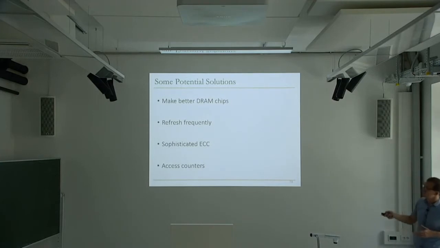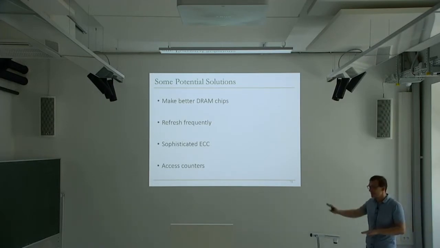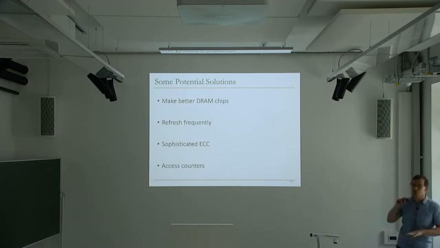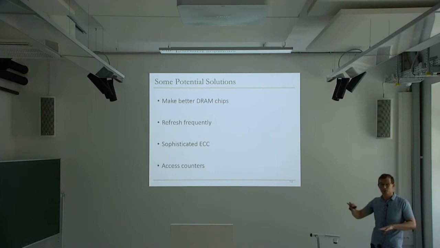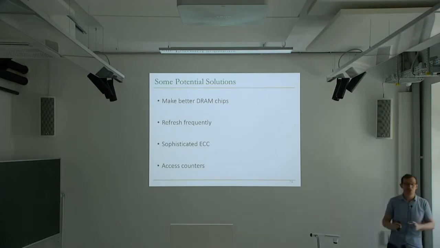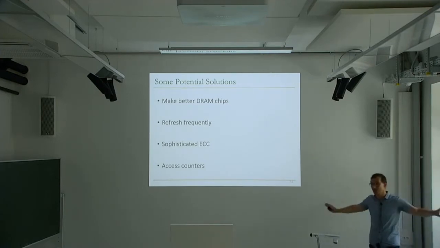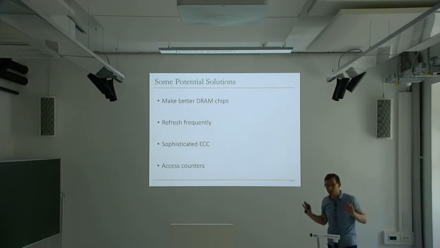The third solution is sophisticated ECC. As I said, error correcting codes are very good at this. If you don't know the cause of an error, if it's a random error that just happens randomly, error correcting codes are a great fit for those. If you get, let's say, 1-bit flip, or 2-bit flips, or 4-bit flips, you have some sophisticated ECC that corrects those, and you protect your entire memory because you care about correcting these errors.